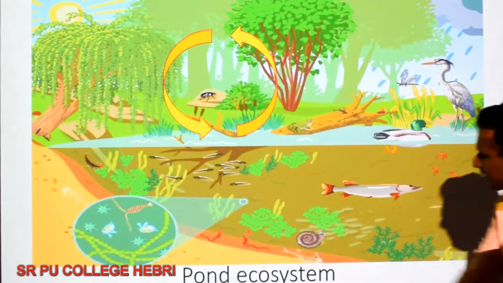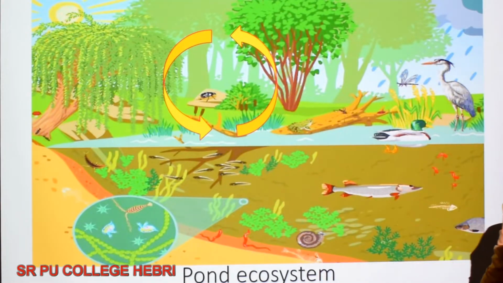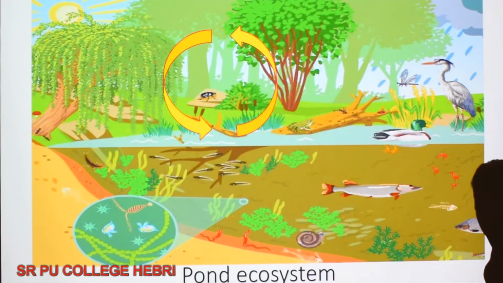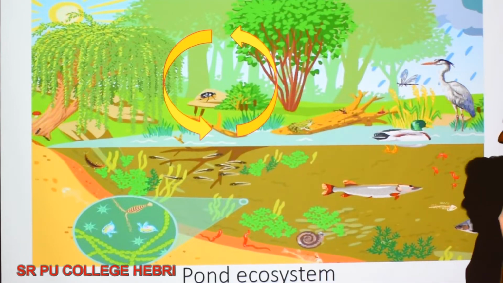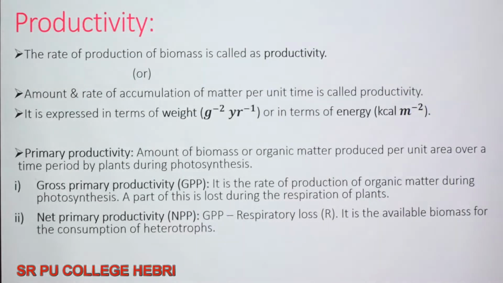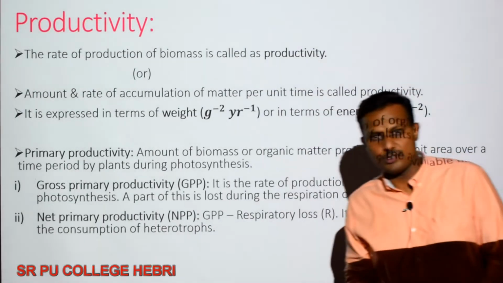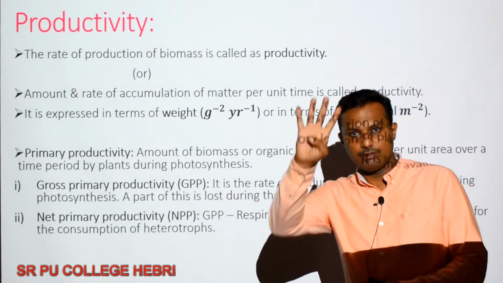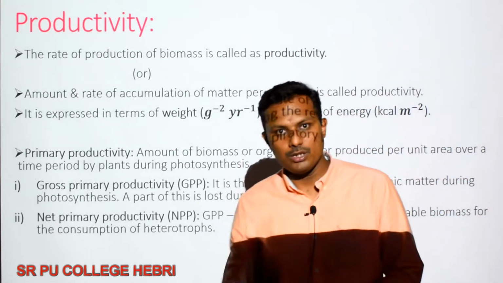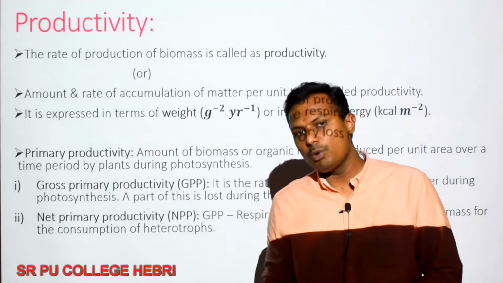That means, see, this is completely a self-sustained ecosystem which will exhibit all four components of the ecosystem, right? So this is the best example. Now, the first component that we are going to study here is productivity. Out of the four components, first one is what? Productivity. So I have already told you what is productivity.